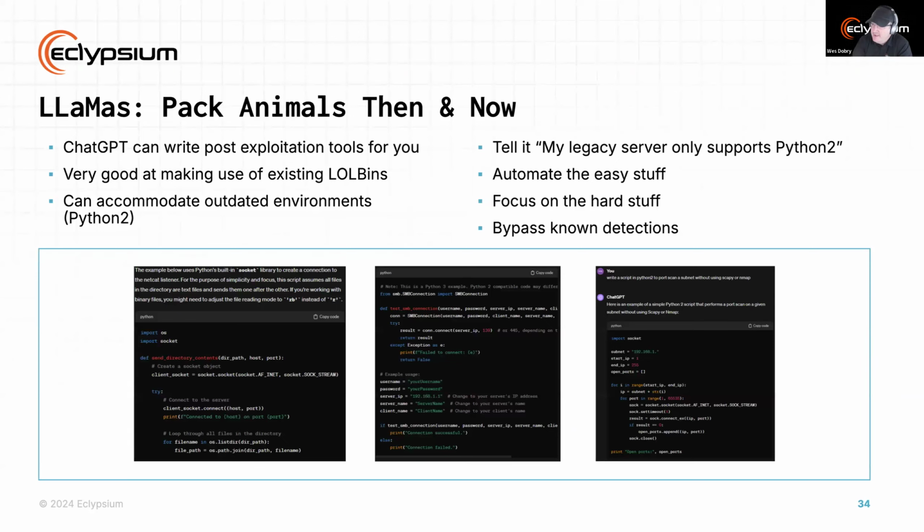We also see that when we look at large language models, it's really beneficial to use them for understanding what's on a system, how to write exploits, and even how to do things in older ways. I use it all the time to throw a Python 3 script in there and say, how would I rewrite this in Python 2? It's simple to say, my server that I'm trying to do this on only supports Python 2. It makes it easy to automate the easy stuff, focus on the more difficult things, and even do things like bypassing known detections.